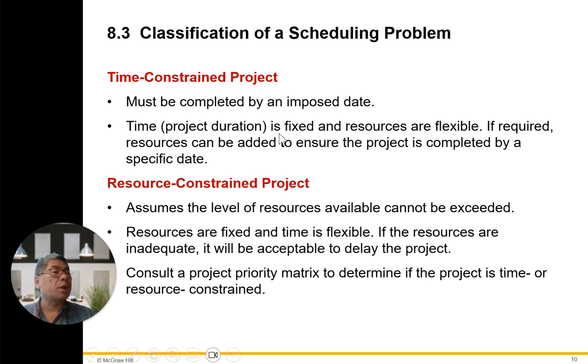Time constraint: the project must be completed by an imposed date. Project duration is fixed, resources are flexible. If required, resources can be added to ensure the project is completed by a specific date. While in a resource constraint project it is assumed that the level of resources available cannot be exceeded. Resources are fixed and time is flexible. If the resources are inadequate, it will be acceptable to delay the project. Consult the project priority matrix to determine if the project is time or resource constraint.